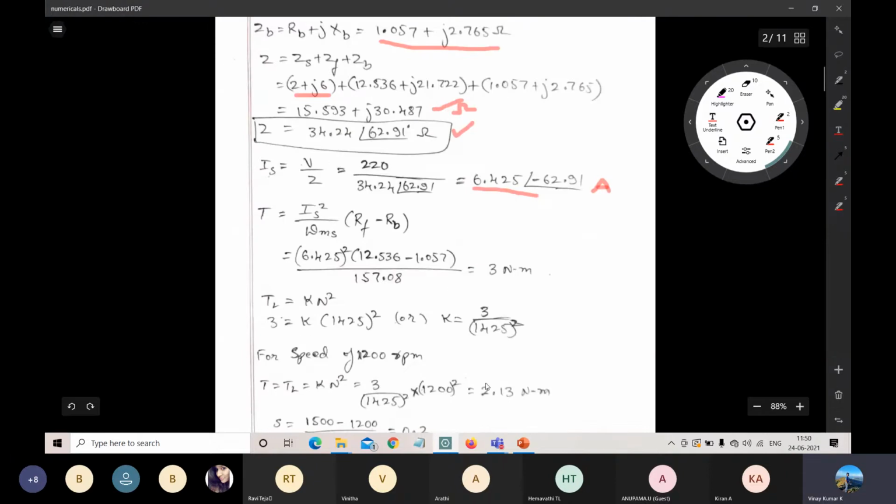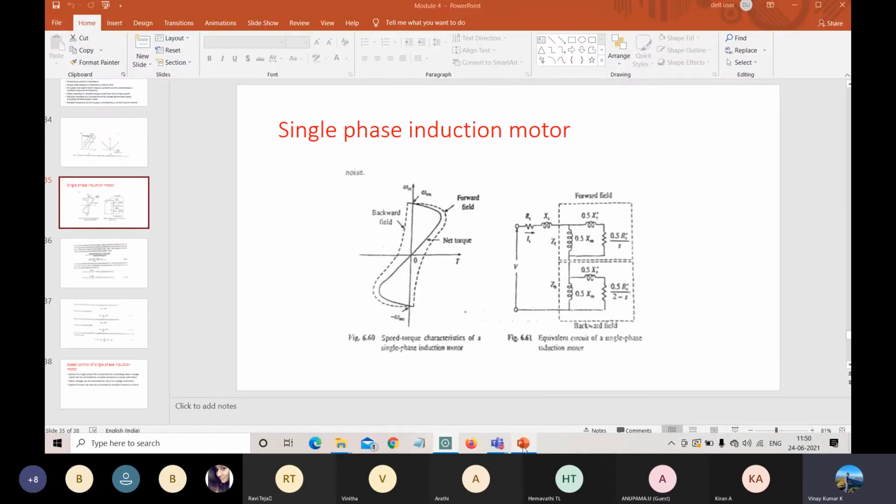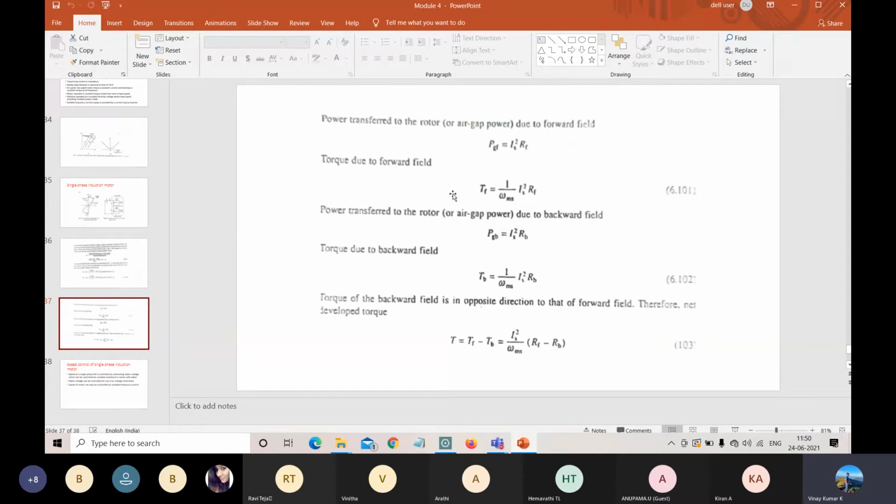And we know one formula to calculate the torque. What's that formula? The torque is equal to Ia square Rf divided by omega ms. That is Tf, or you can say T is equal to Tf minus Tb. So you can calculate Tf, calculate Tb, and subtract the two. Or else you can use Ia square divided by omega ms into Rf minus Rb. In the problem, we have calculated omega ms, Rf and Rb. So just substitute the values.